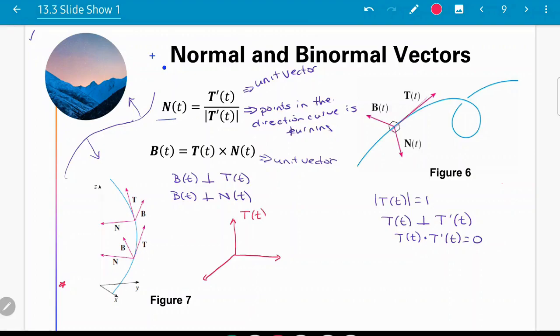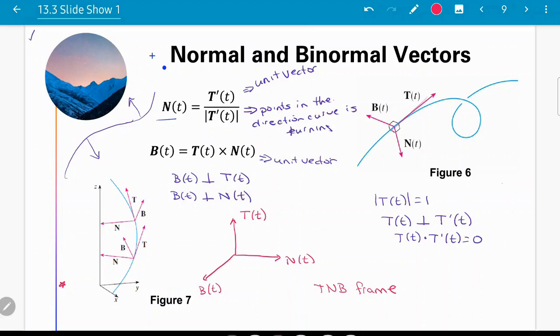So if this is our unit tangent vector and our unit normal vector, which is perpendicular, and then this is our binormal vector, which is also perpendicular, this forms what we know as the TNB frame. As you can see in figure 7, the TNB frame is rotating and moving as the curve is turning. This plays an important role in differential geometry and in its applications to spacecraft.